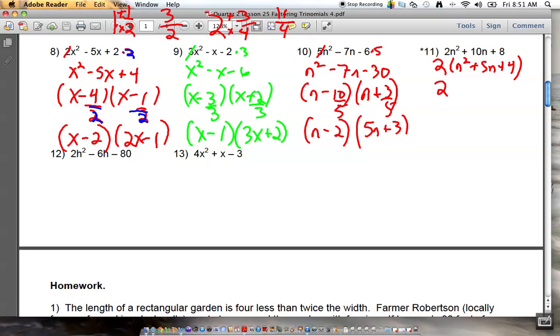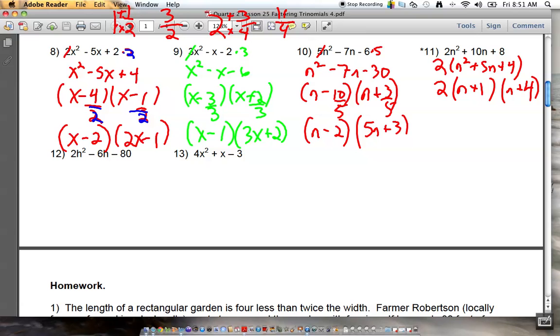AM, guys. What two numbers go here and here? 1 and 4, good. And that's the answer, 2 times n plus 1 times n plus 4.